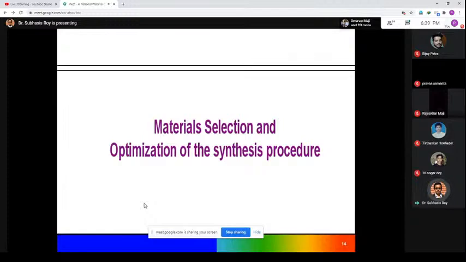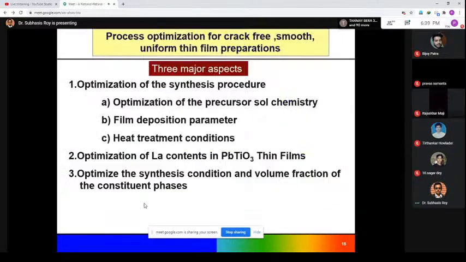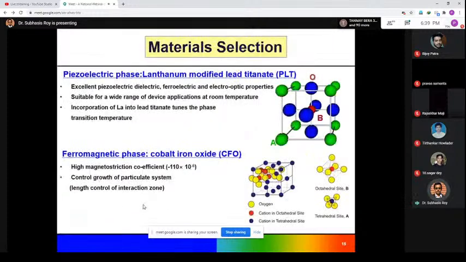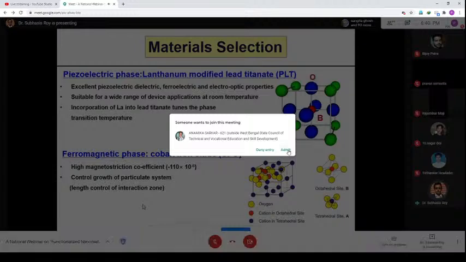In the material selection section, we first optimized the parameters. For the piezoelectric material, we selected lanthanum doped lead titanate. Why lanthanum doped lead titanate? This material has very good ferroelectric, dielectric, and electro-optical properties. And for the ferromagnetic material, we chose cobalt iron oxide because it has a very high magnetostriction coefficient.